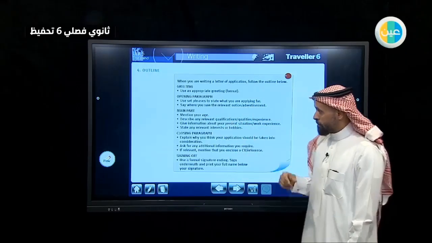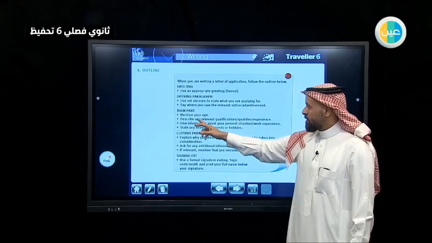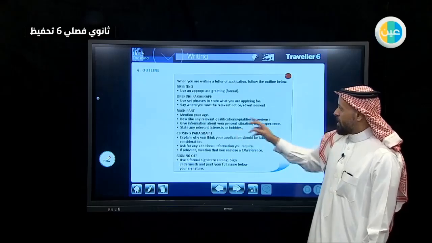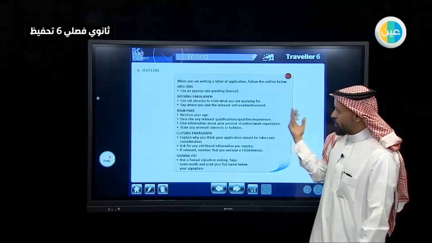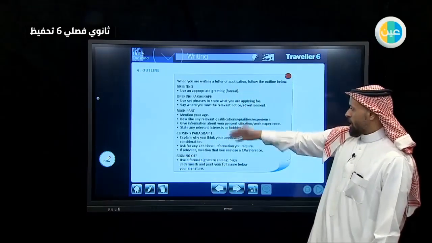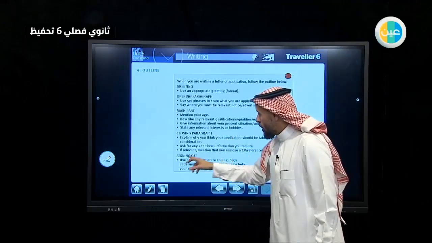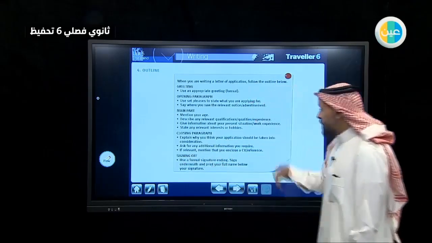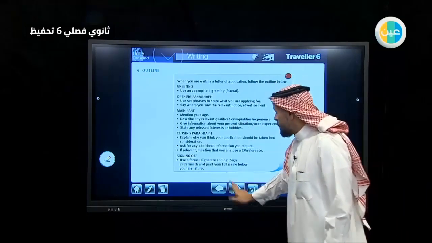Main part. This is paragraph number 2. Mention your age, relevant qualifications, give information about your present situation, work experience, and talk about yourself. Closing paragraph, you close in paragraph number 4. Say signing off, of course, your signature. Now, this is the body of your paragraph.